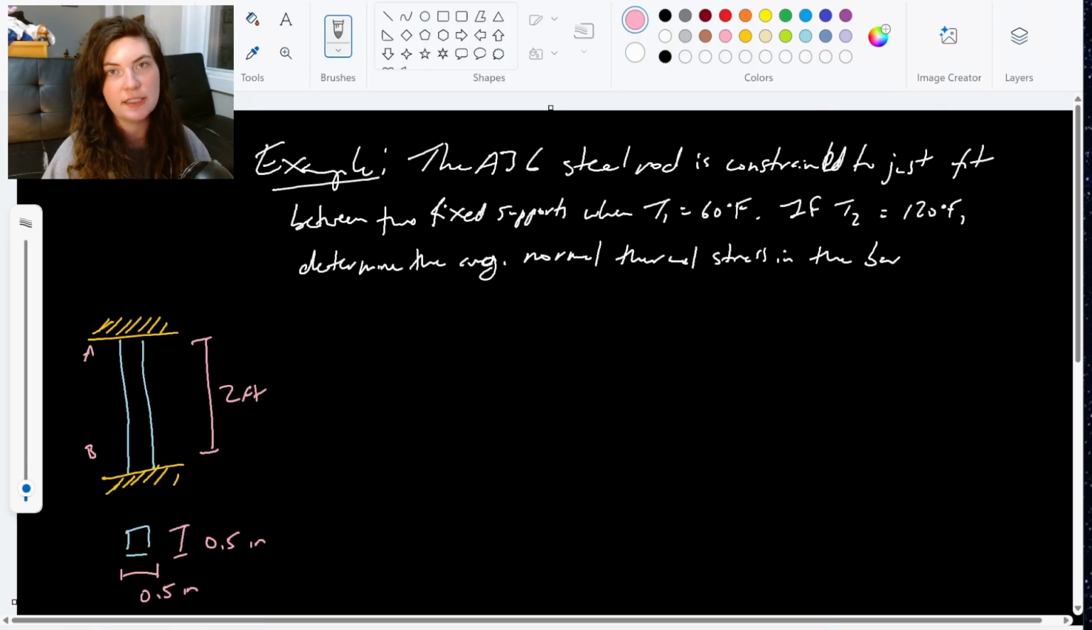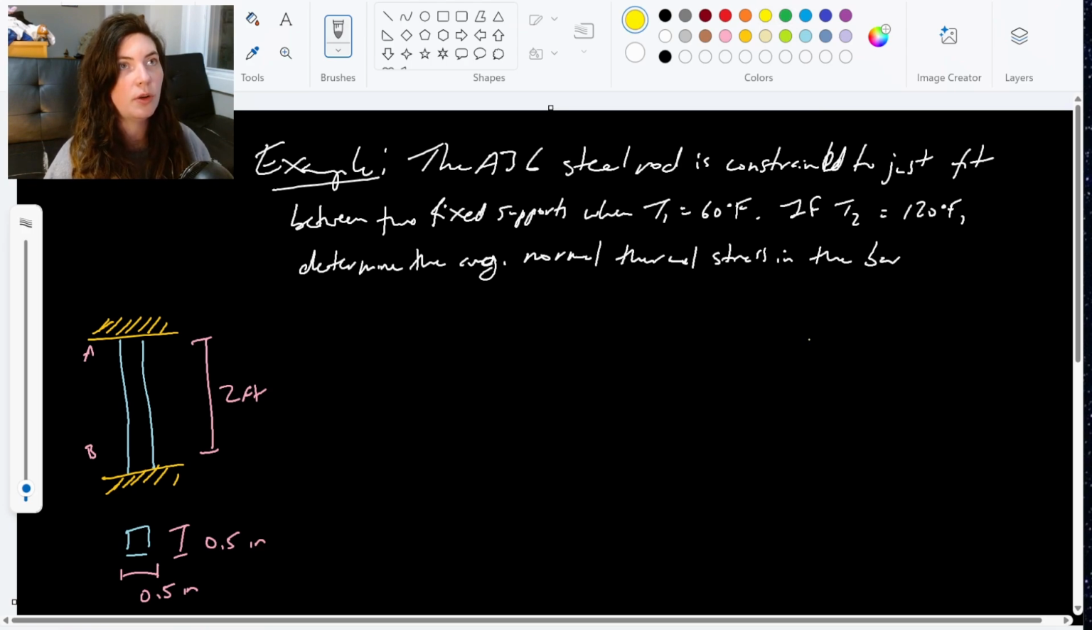So let's take a look at this in action in an example problem here. So we have this A36 steel rod that is constrained to just fit between the fixed supports when T1 equals 60 degrees Fahrenheit. So at 60 degrees Fahrenheit, it is just barely snug in there. But we want to know if we raise the temperature to 120 degrees, what will the thermal stress be in the bar? Thermal stress, average normal thermal stress.